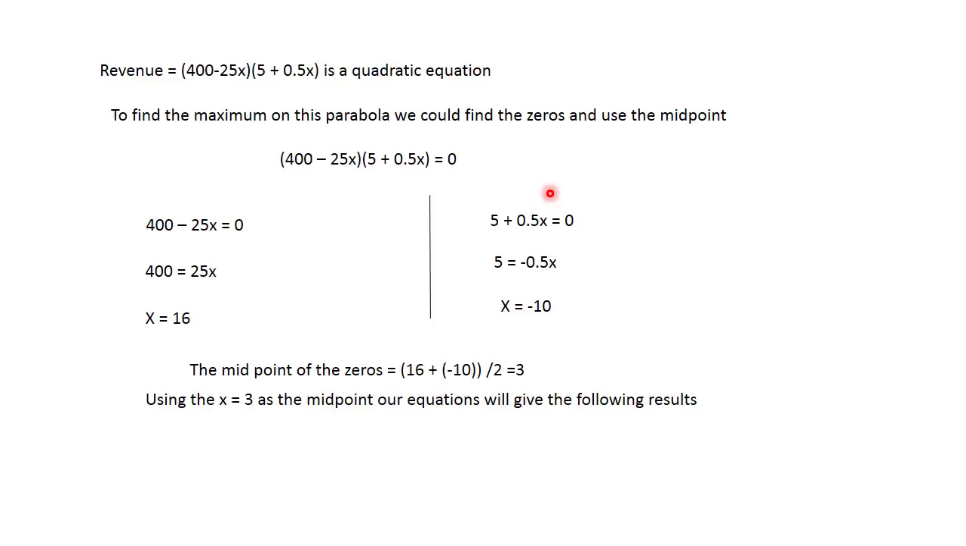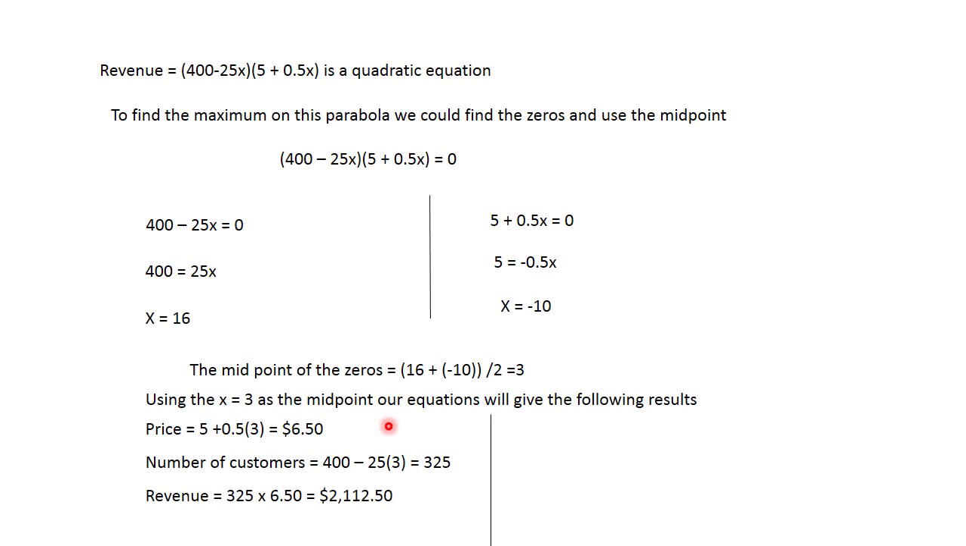So let's use 3 as the x in our two equations, and here's what the result is. We have the price equation giving us, with that 3, 5 plus 0.5 times 3 is $6.50. That is going to be the price that's going to give you your maximum revenue. And if we put that same 3 into the number of customers, we're going to get that 325 customers is what you'll have if you were to make your price $6.50. So what's your revenue? Your revenue is going to be that 325 times that 6.5, or $2,112.50. You can't get any better than that under the current circumstances.